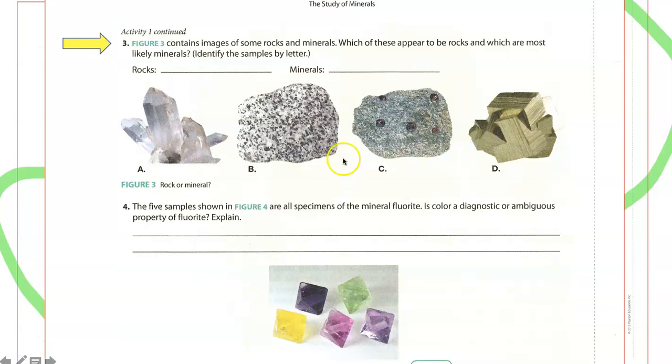On the next page, there are some pictures here, and they're asking you to identify which ones are rocks and which ones are minerals. Then there's another question here that asks you about color, and it wants to know, how diagnostic is color, considering that all 5 of these minerals, which are 5 different colors, are the same mineral. They're all a mineral called fluorite.